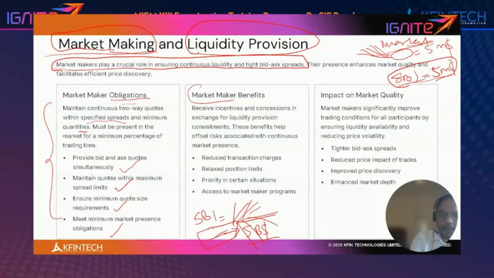What are the benefits to the market makers? They receive incentives and concessions in exchange for liquidity provision. This helps them to offset risk associated with continuous market presence.